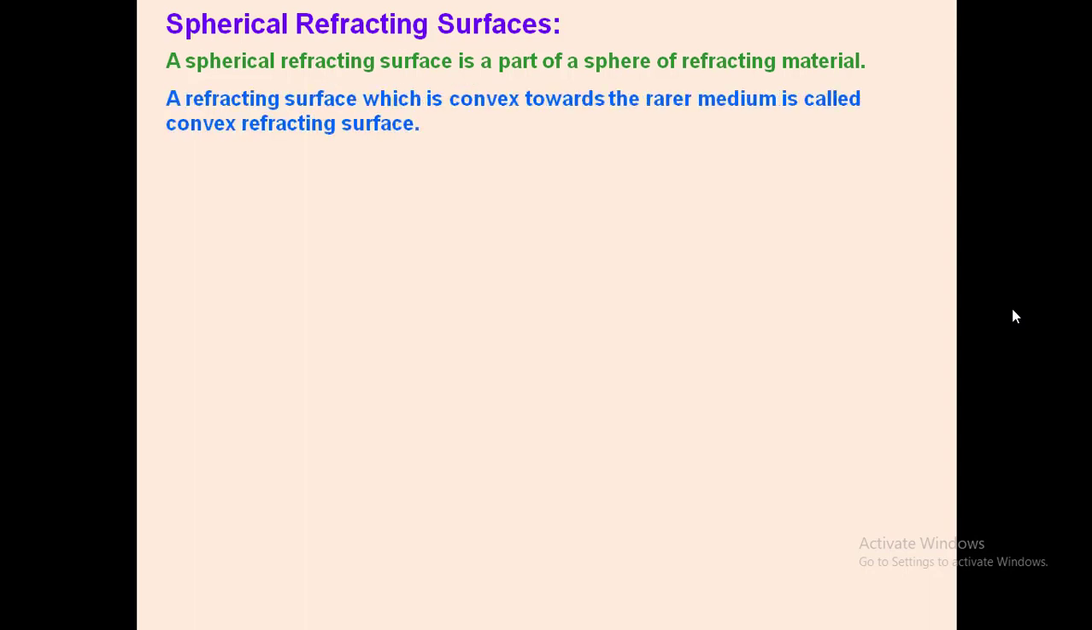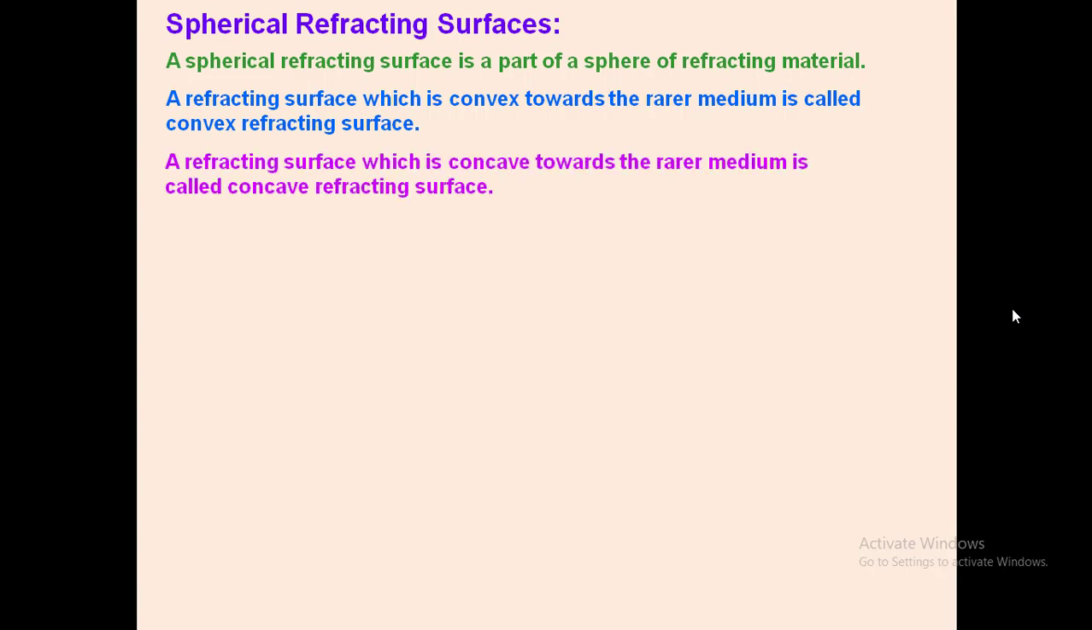Spherical refracting surfaces. It is nothing but refraction at spherical surfaces. A spherical refracting surface is a part of a sphere of refracting material. A refracting surface which is convex towards a rarer medium is called a convex refracting surface. A refracting surface which is concave towards a rarer medium is called a concave refracting surface. That means here we have two refracting surfaces, one is convex and the other is concave.